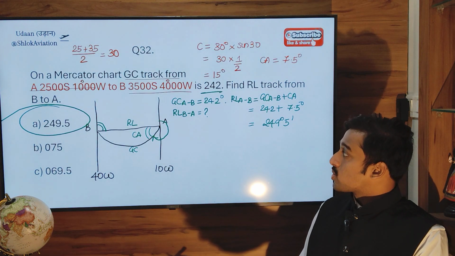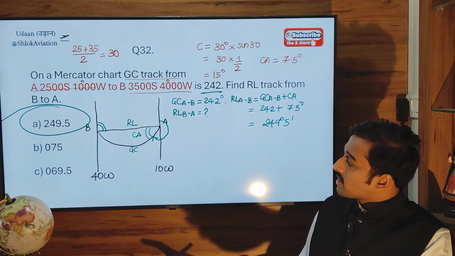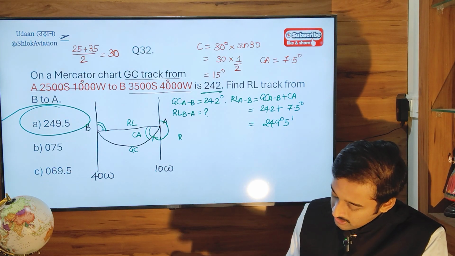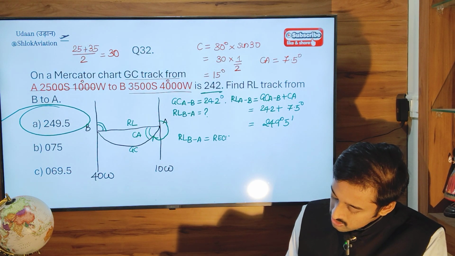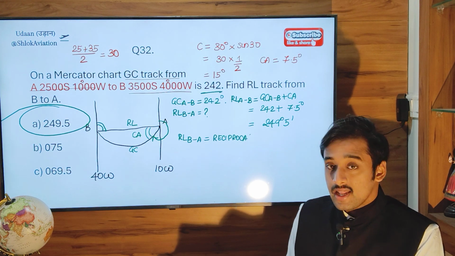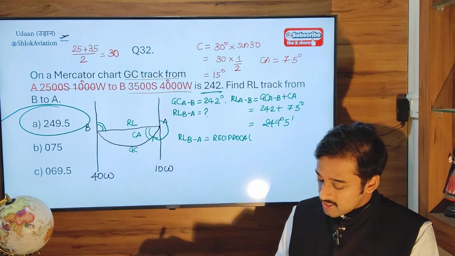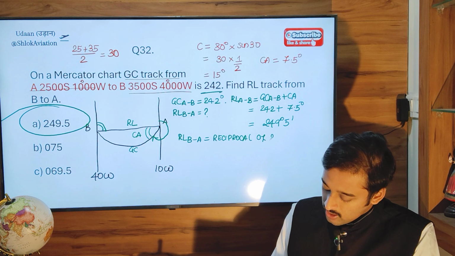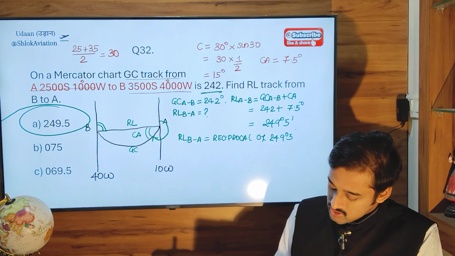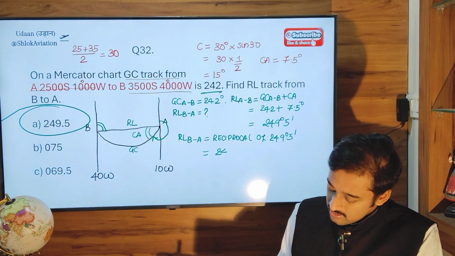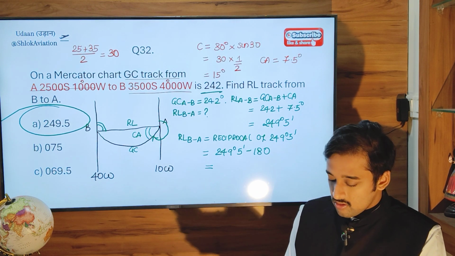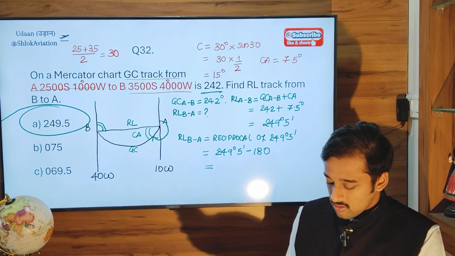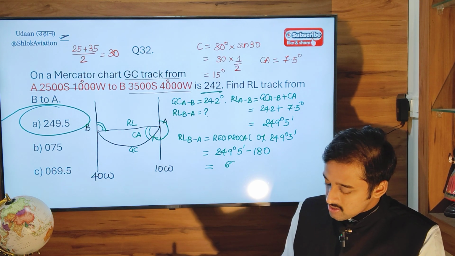Okay, so that is Rhumb line A to B. Correction. We have to find Rhumb line B to A. So Rhumb line B to A will be reciprocal of, even in exam, don't make the mistake that I have made now. Reciprocal of 249 degree 5 minutes. So 249 minus 180, 69 degree 5 minutes.